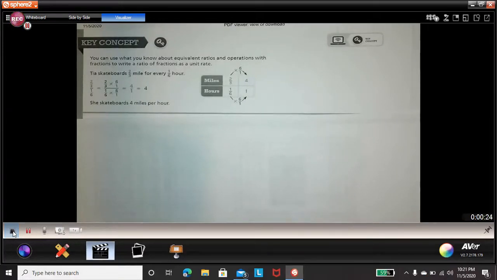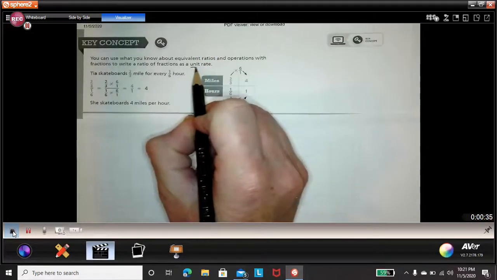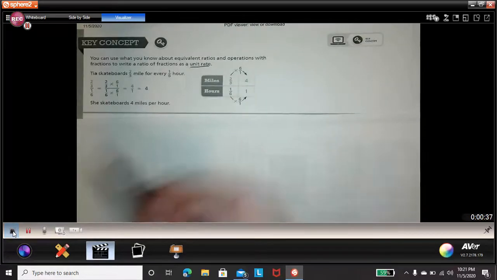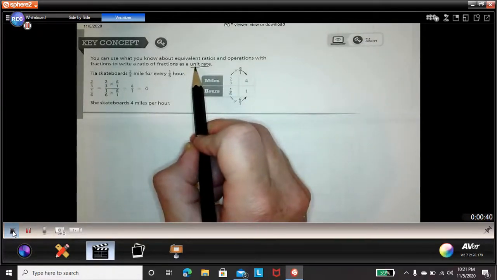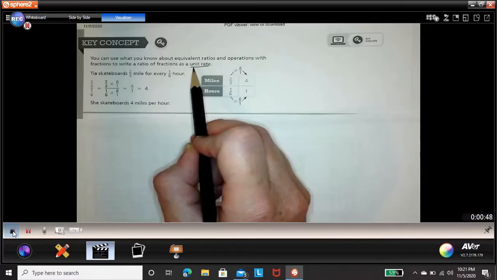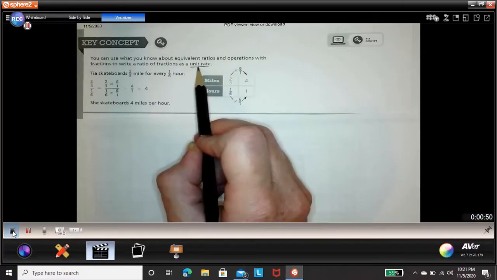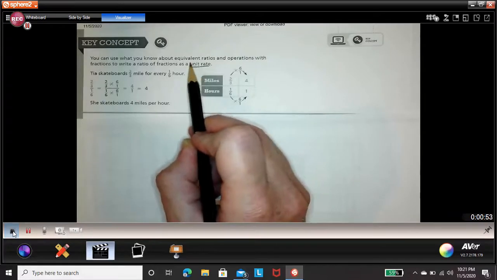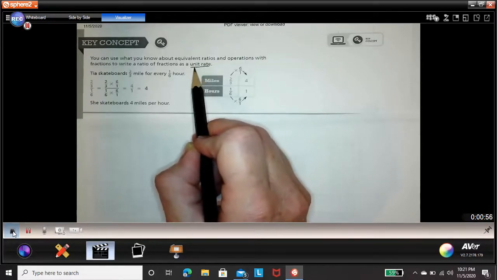It says under the key concept that you can use what you know about equivalent ratios and operations with fractions to write a ratio of fractions as a unit rate. Let's focus on this key term, unit rate. Remember what I said about the word unit and how there are many words in the English language that begin with the prefix uni, like unicorn or unicycle. So the word unit is going to mean 1. So we want a rate that has a 1 in it. And typically the second number is the 1, but it doesn't have to be.